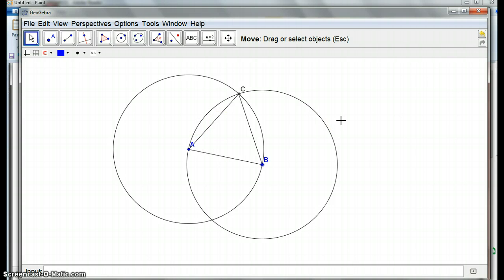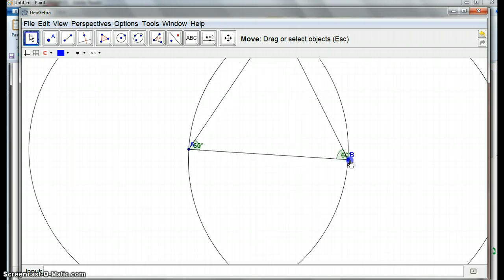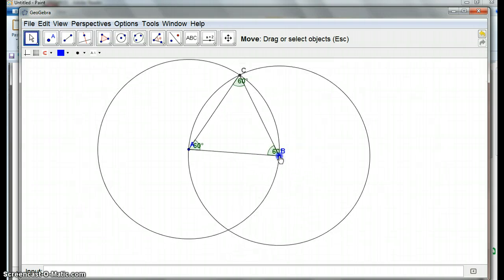Okay, so if that's an equilateral triangle, what's this angle here? What's that angle? 60. Okay, and then this one? 60, and then this one 60. Okay, very nice. So we can see that kind of proof there. Beautiful.